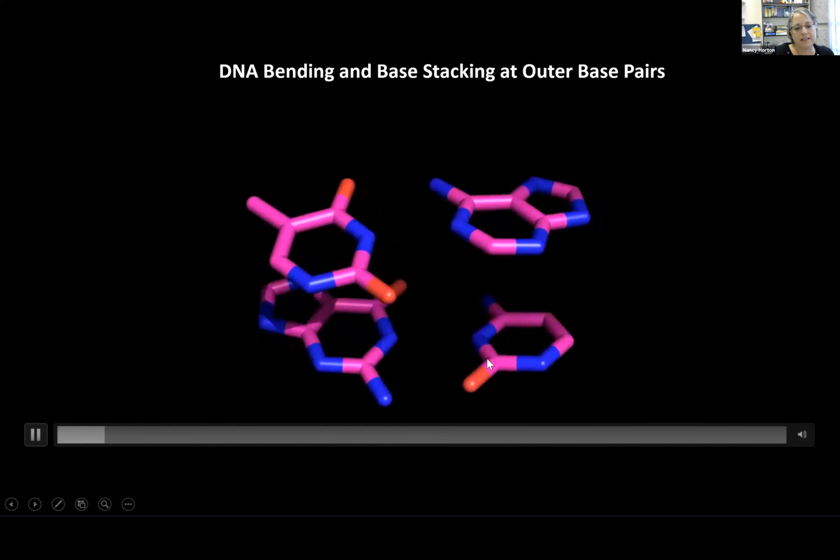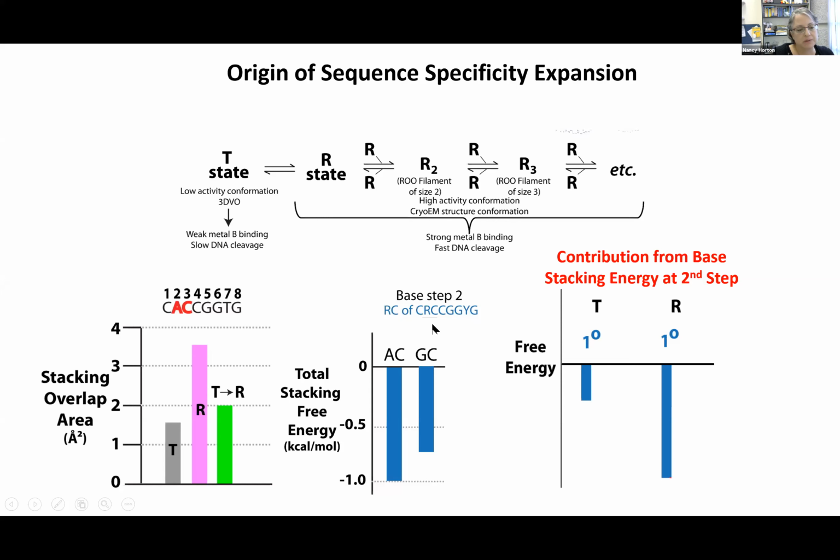Now, stacking is one of the main contributors to the stability of DNA duplex structure, and so it's a very important contributor to the overall energy. So in this diagram, we measured the stacking area from the structures. And we actually see there's more stacking energy in the R state. Usually stacking area follows energy. So that means going from the T to the R is actually gaining energy.